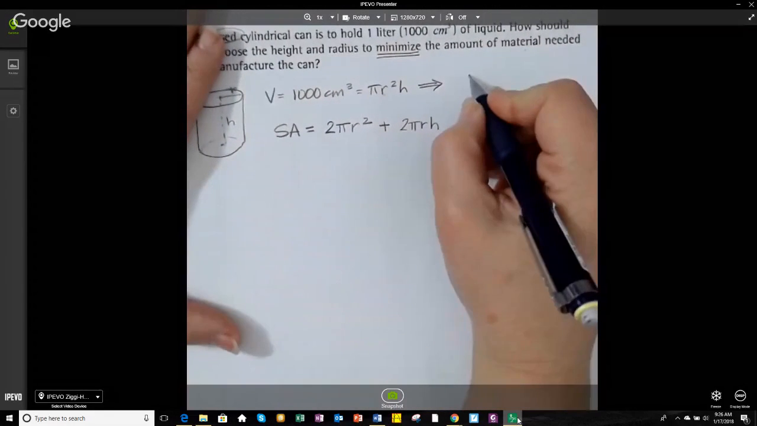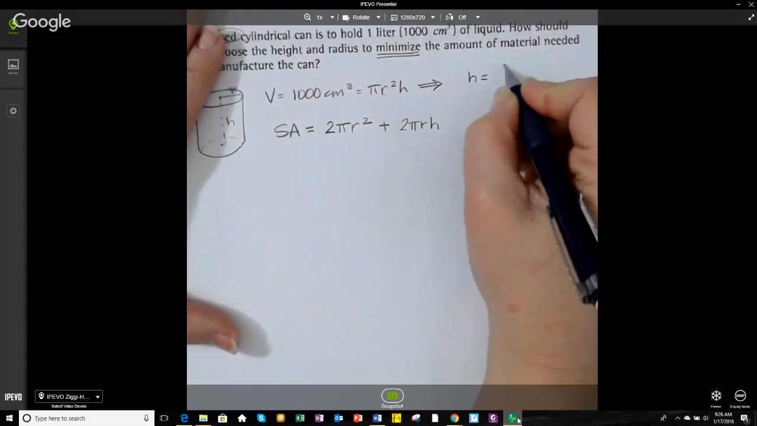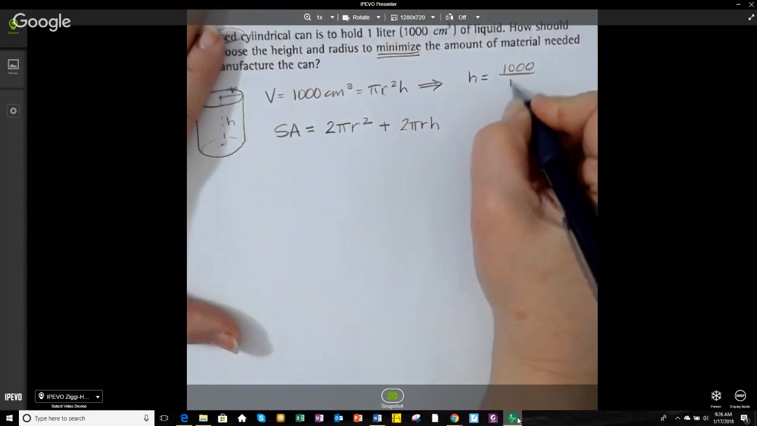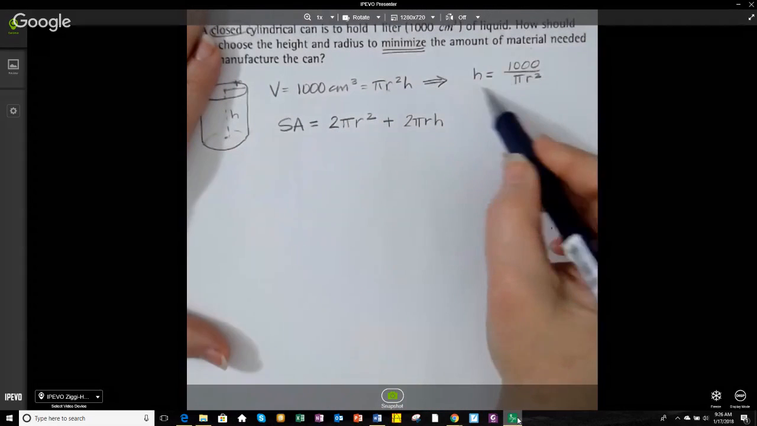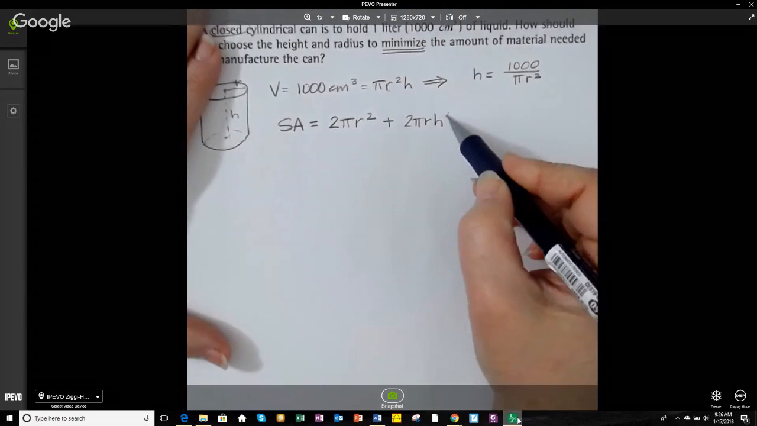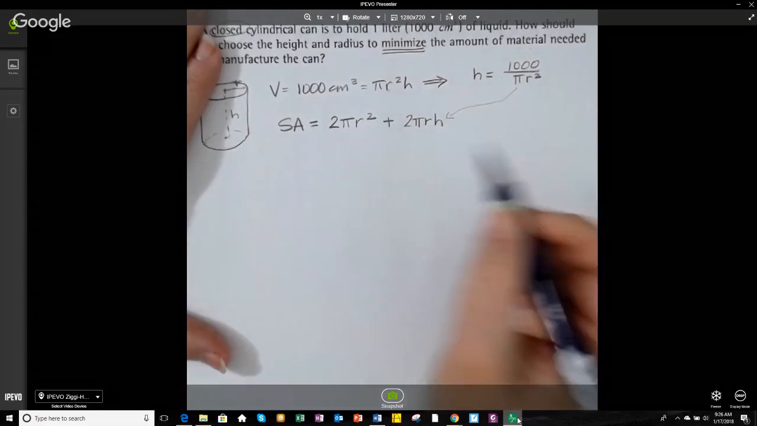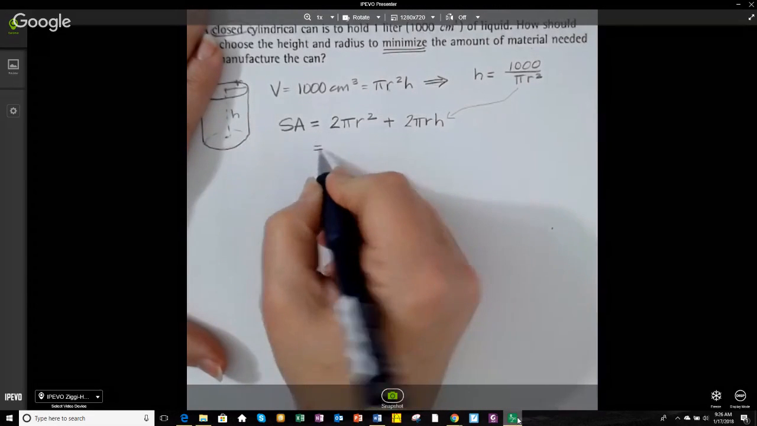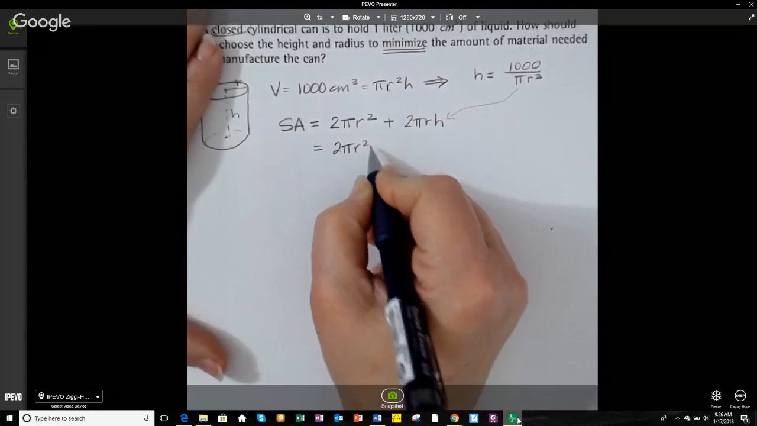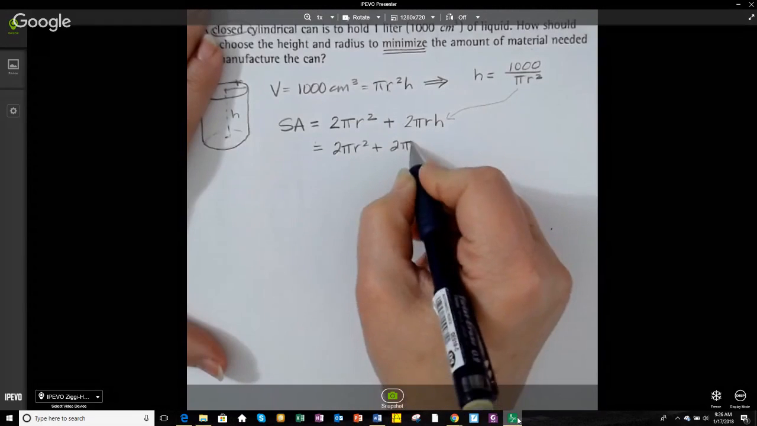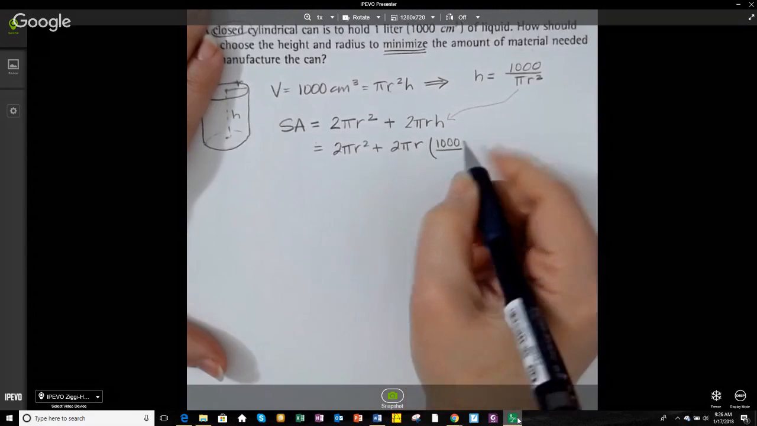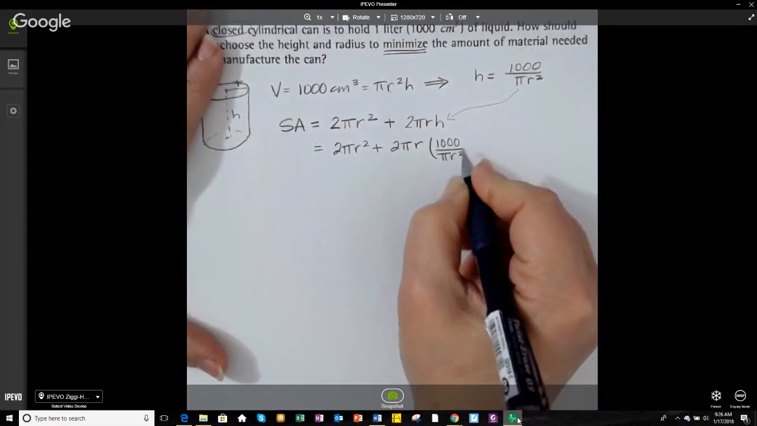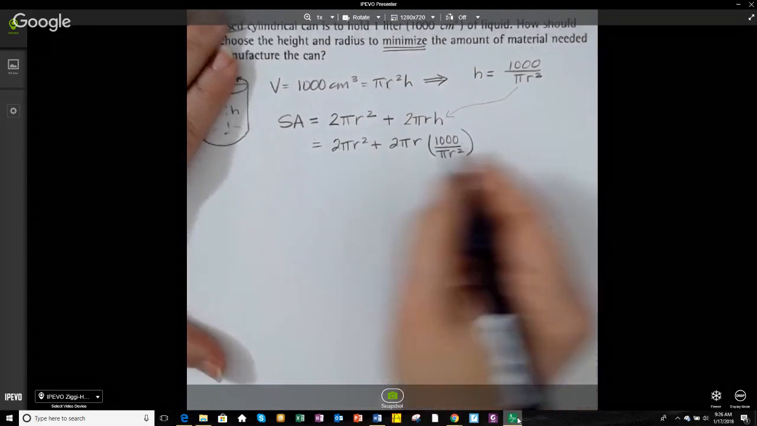So we can say then that h equals 1,000 over pi r squared. That's pretty simple. And we can take this expression now and substitute it in for h. All right, so let's do that. We get 2 pi r squared plus 2 pi r times our expression for h, which is 1,000 over pi r squared. And we can simplify.